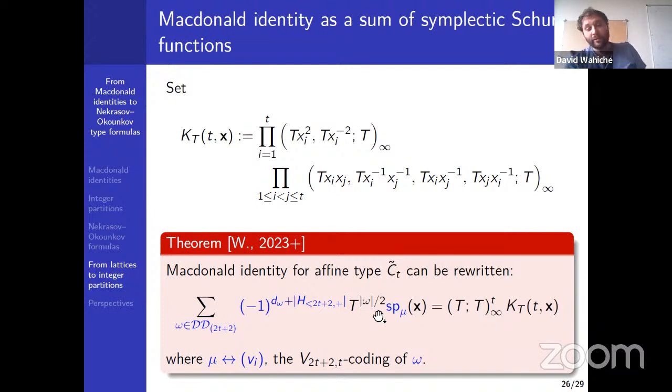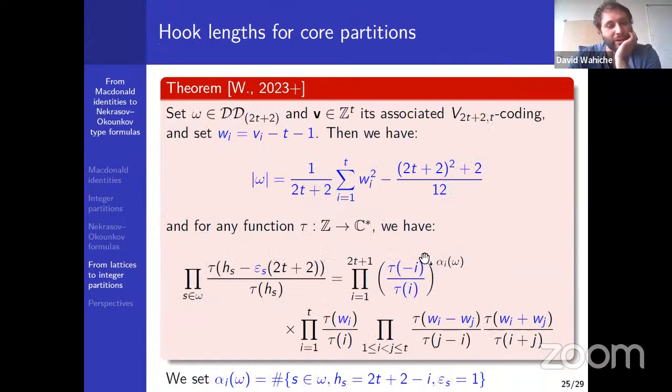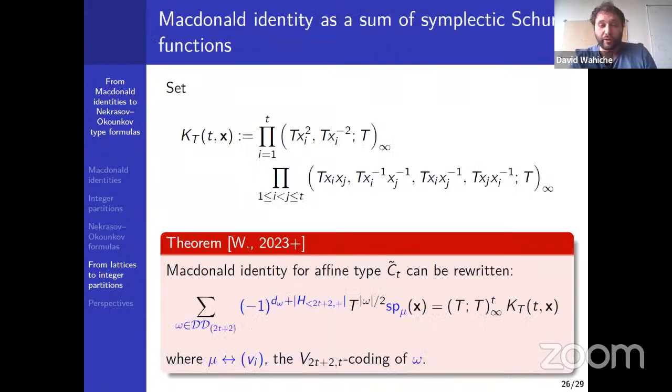The formal variable here now consists of half the weight of a partition and a character of type C, which is a symplectic Schur function indexed by mu. And mu here is defined explicitly with respect to the 2t plus 2 coding of omega, but it's not omega. So this is exactly where this theorem will come in handy. It enables you to transform a property that depends on the partition mu as a product of occurrences on omega.